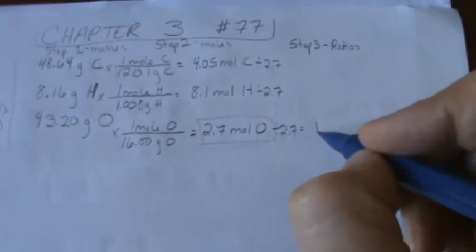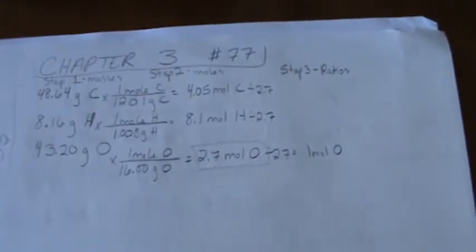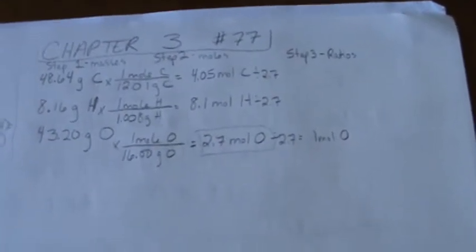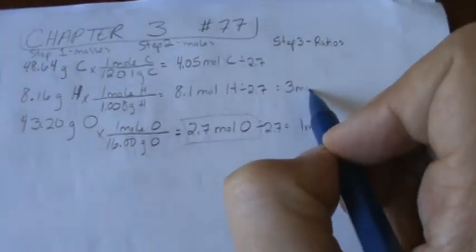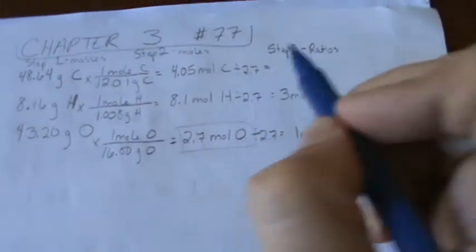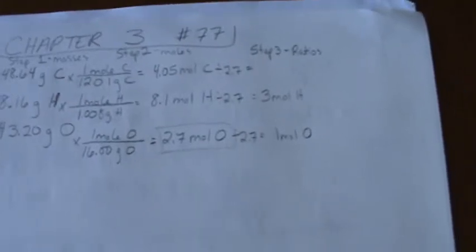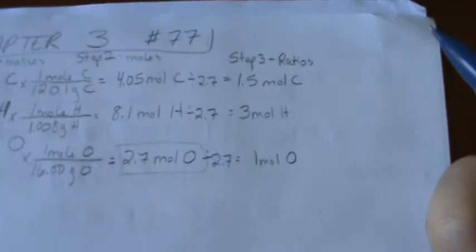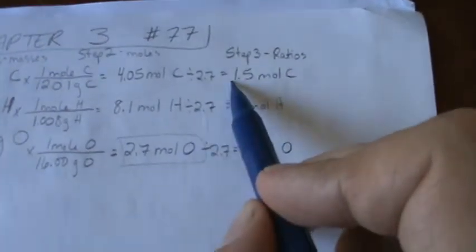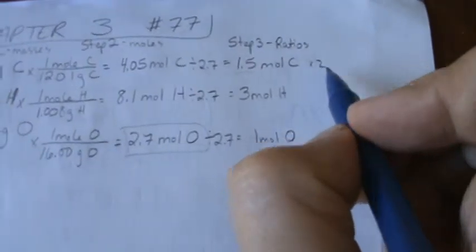And this one becomes 1 mole of oxygen. And then if we do hydrogen, 8.1 divided by 2.7, we get 3 moles of hydrogen. And now for carbon, 4.05 divided by 2.7, we get 1.5. All right, now this isn't going to work, this 1.5. We can't have that in a subscript. So what we're going to do is multiply everything by 2.